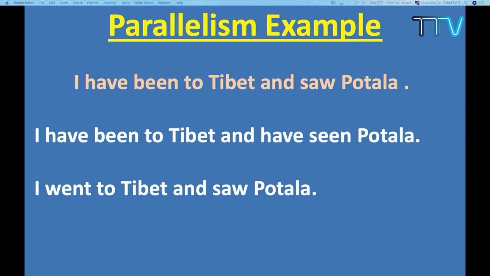If you have written I have been to Tibet, instead of saw, the same form should be there. For example, I have been to Tibet and have seen Potala. Now if you look at that sentence, the form is the same: have been, have seen. Or if you don't want to write the perfect form, you can write the simple past. For example, I went to Tibet and saw Potala. This way we can correct it. Did you understand? Your sentence form, verb form, everything should be the same, not like the above one.